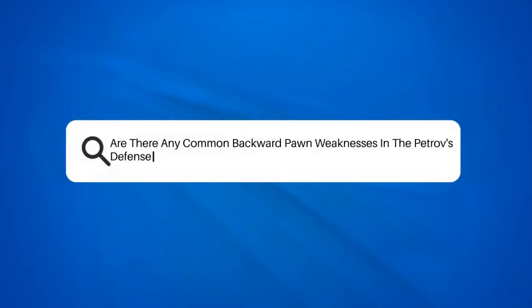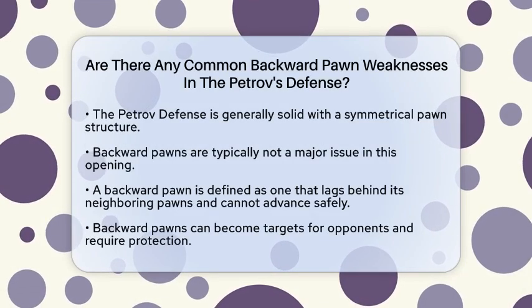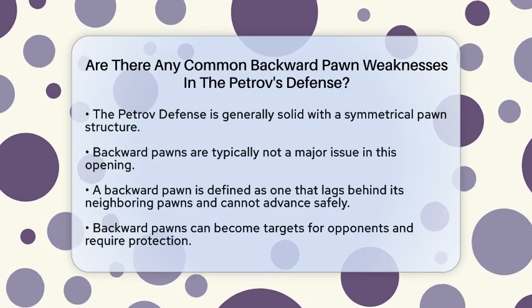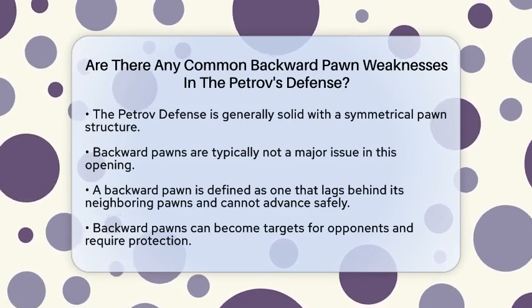Are there any common backward pawn weaknesses in the Petrov's defense? Have you ever wondered about the potential weaknesses in the Petrov defense, especially concerning backward pawns? Let's break this down together.